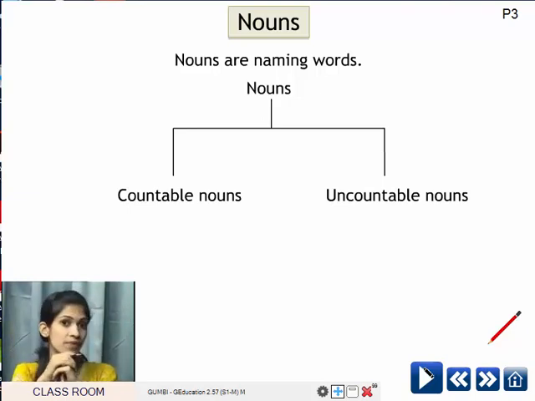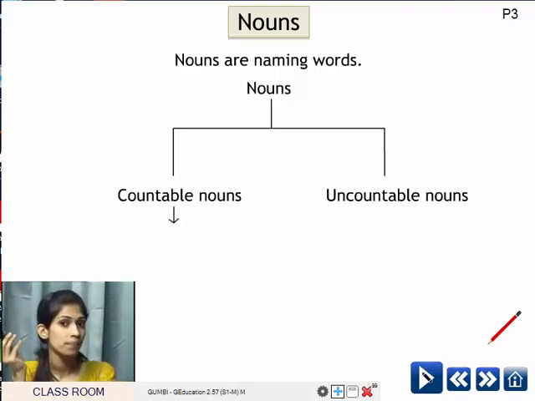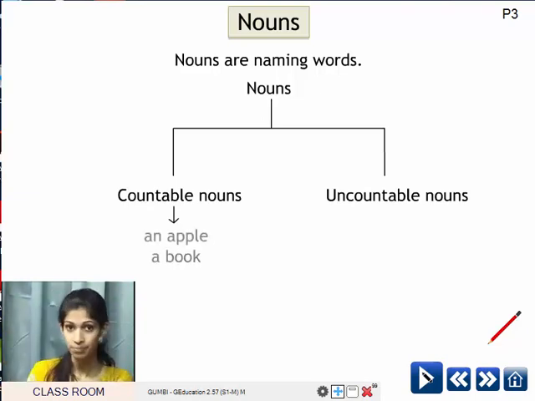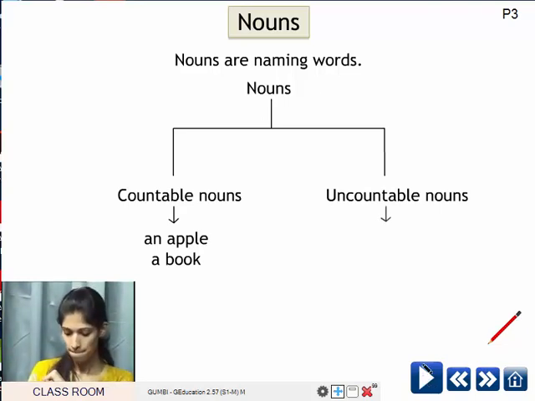Can you give me some examples for countable nouns? Yes, book, pen, pencil, school, apple. So these are the examples for countable nouns. Yes, water, milk, sand, sugar. We cannot count one sand, one sugar. Have you heard one water, two waters? They are uncountable nouns. So water, sand.